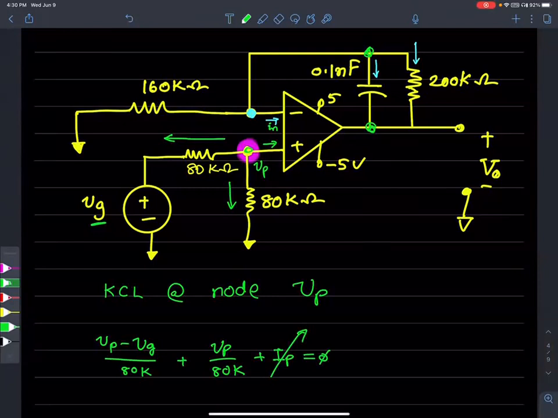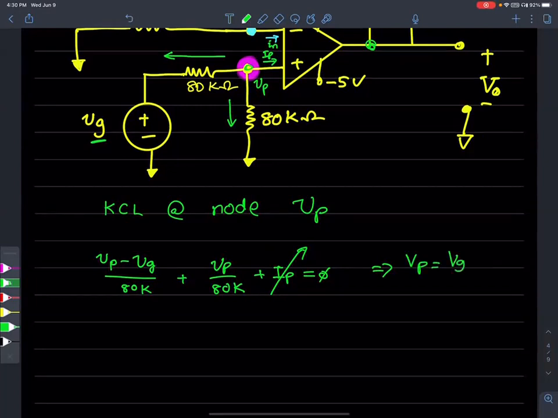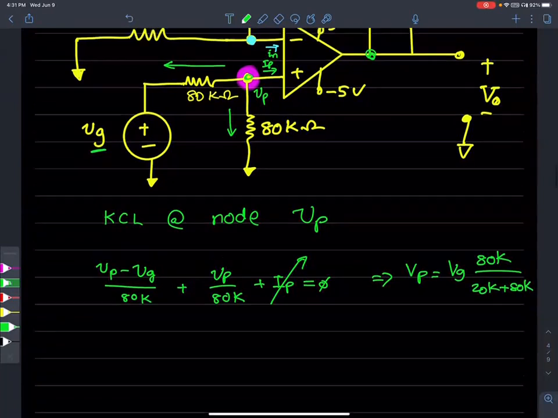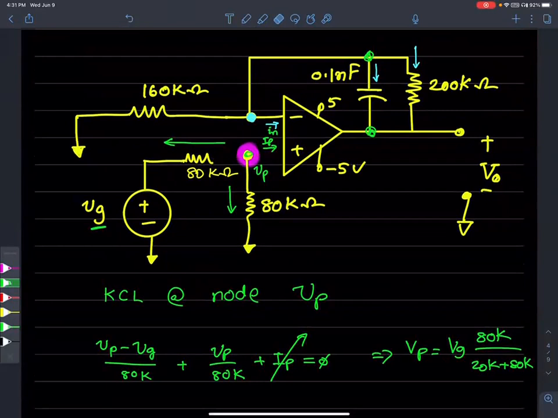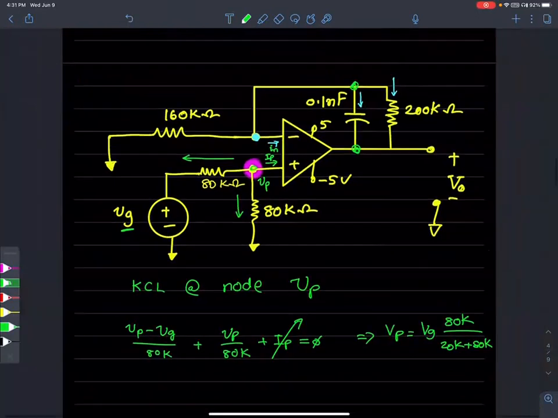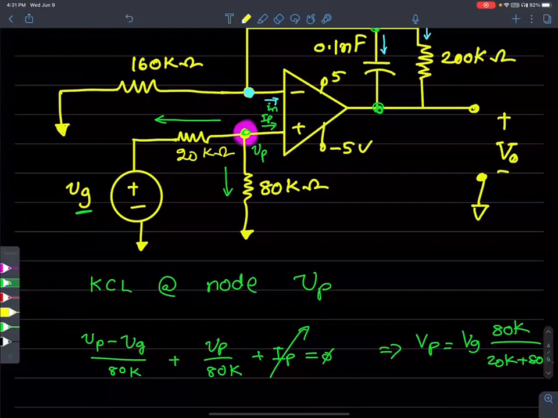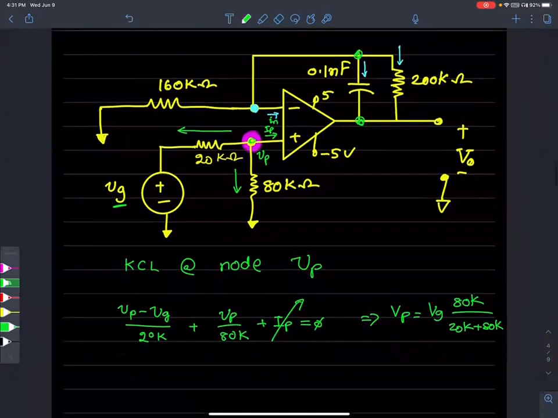We know Ip is 0, the current going in Ip is 0. So we can massage this equation. This is straightforward. What we will see is Vp equals VG times 80K over 20K plus 80K. The idea is, forget about this for a minute, you can see that VG is a voltage division. Something is wrong here. One of these is 20K. This guy is 20K, so sorry about that. So you would see a 20K over here, and the rest is the same. So this is the second equation that I would get.